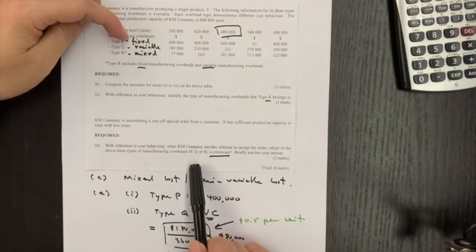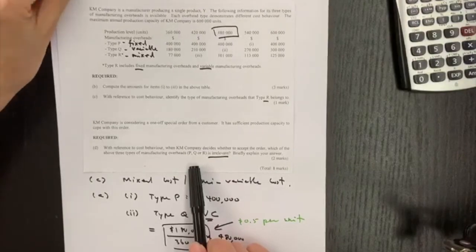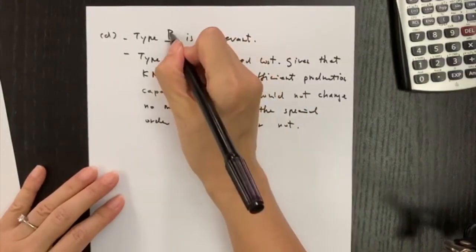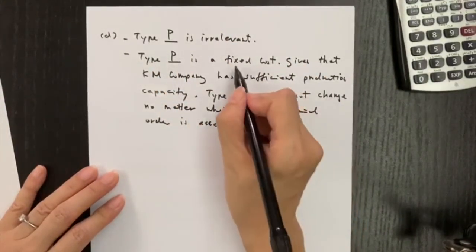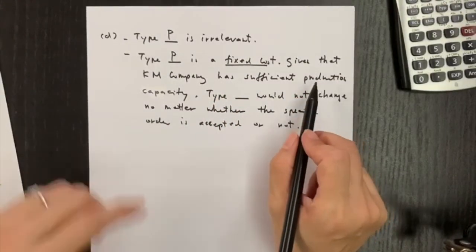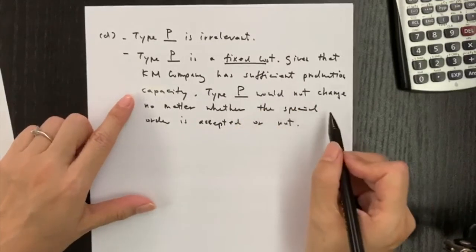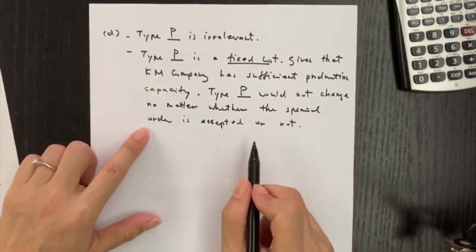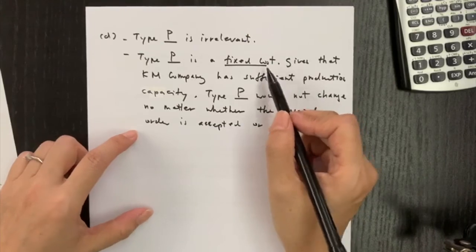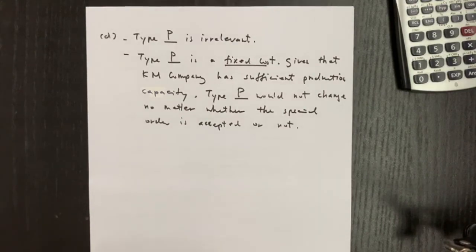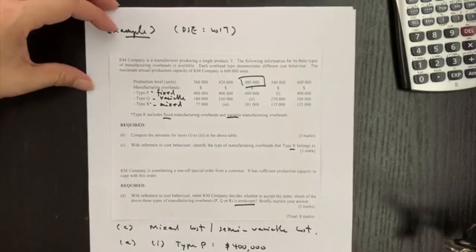The fixed cost should always be irrelevant, because it doesn't matter whether we accept or reject the order, we have to spend this amount of costs anyway. So the answer to part D will be type P. Type P is irrelevant, as type P is a kind of fixed cost. Whenever the company has sufficient production capacity, type P would not change no matter whether the special order is accepted or not. So the fixed costs will be irrelevant when we make this kind of decision whether we should accept the order from the customer or not. So that's all about cost behavior in today's lesson.